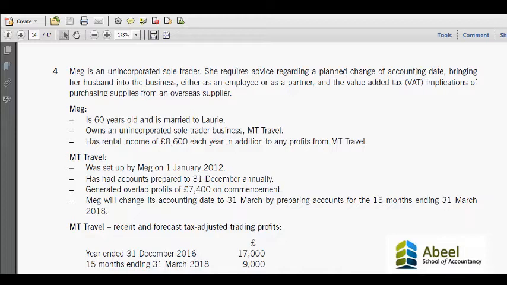Meg will change her accounting date to 31st March by preparing accounts for 15 months ending 31st March 2018. She is going to change accounting date from 31st December to 31st March, and she is going to prepare accounts for 15 months. From that 15 months profit, we'll be deducting that overlapping profit of 3 months so that we can make it the profit of 12 months. So they have exactly given us 3 months profit. Let's read further what it says.